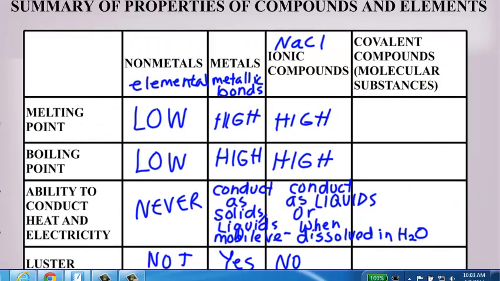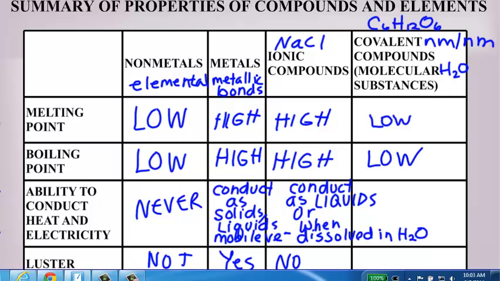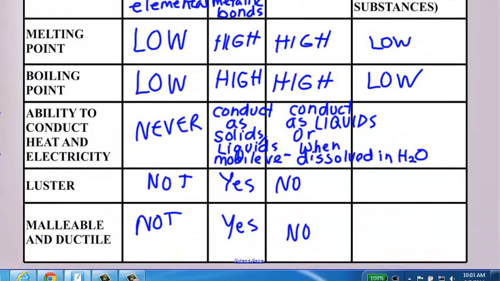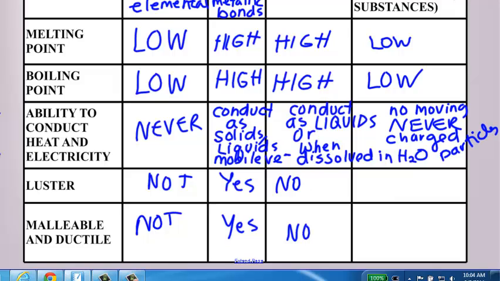And finally, covalent compounds like sugar. That was the one that we tested. These are non-metal compounds, remember? They have low melting points. Remember, another covalent compound is water. We were able to melt the ice, the solid water. We were able to melt the sugar in class. They have low boiling points. They never conduct in any phase. They don't have moving charged particles. And that's what you need to be able to conduct electricity. They are not shiny, and they are not malleable and ductile.